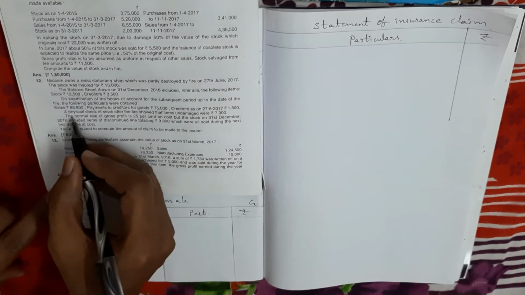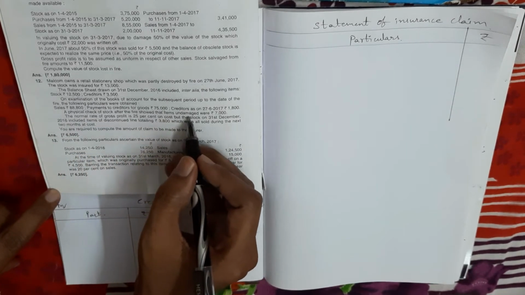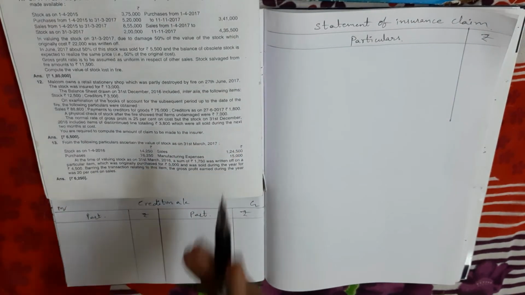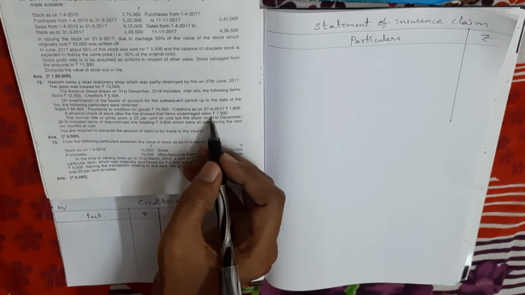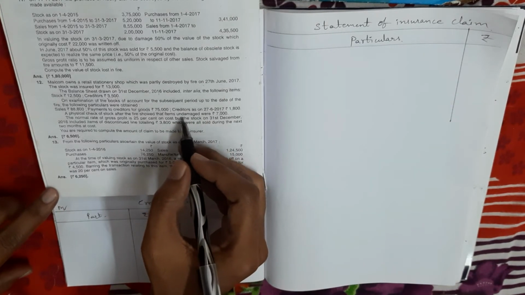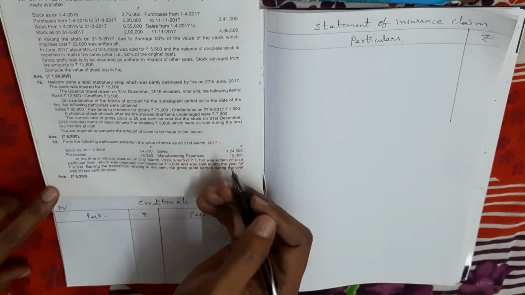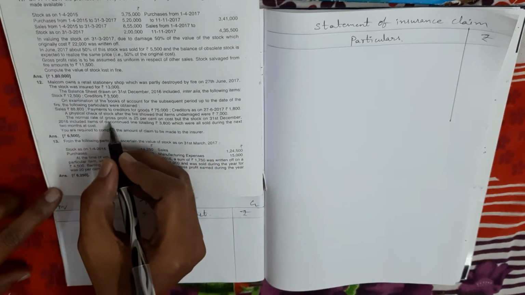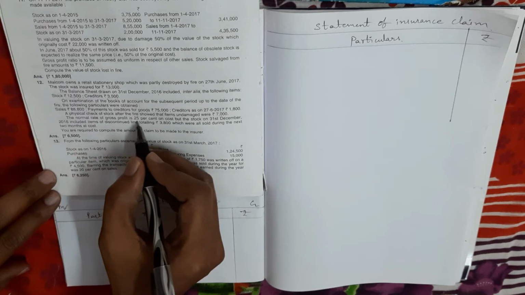Next, the physical check of stock after the fire showed that undamaged items were 7,000 rupees. So this 7,000 rupees is salvaged stock. From the estimated value of stock we have to deduct the 7,000 rupees, right? Then only we get the actual value of stock destroyed. The normal rate of gross profit is 25%.